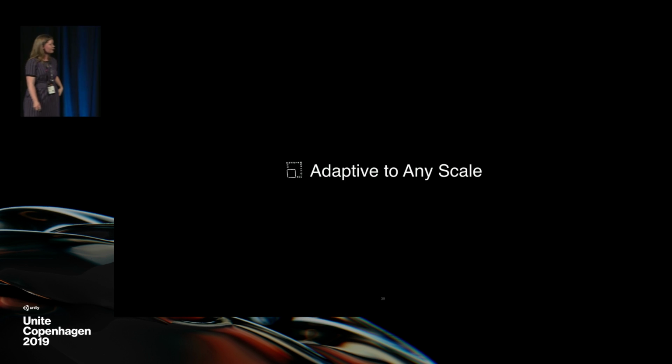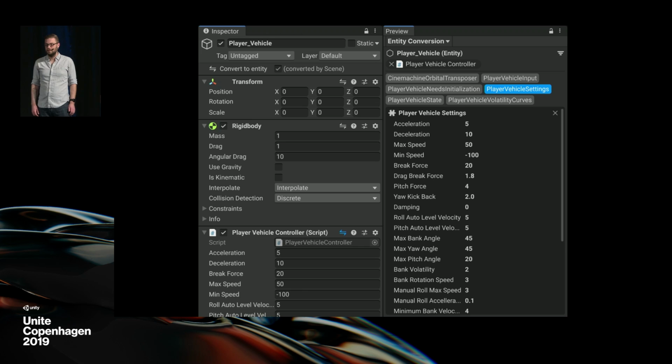And finally, we said things needed to be adaptive to any scale. So we went all the way back to Megacity from last year, and we took the player vehicle, which at the time was a game object, and we said, what if we convert this to an entity? What if we write the conversion script to take the player vehicle controller and make that 6 different components so that the computer could run it really well? And we discovered that's a lot of data. And so we realized that this display of authoring and runtime data needs to scale to larger objects as well.